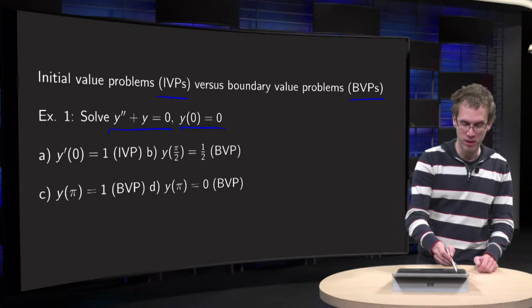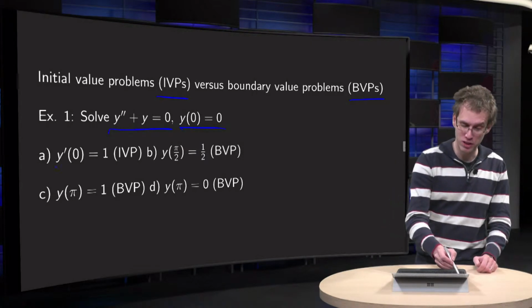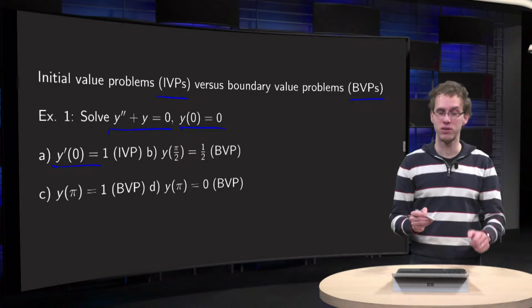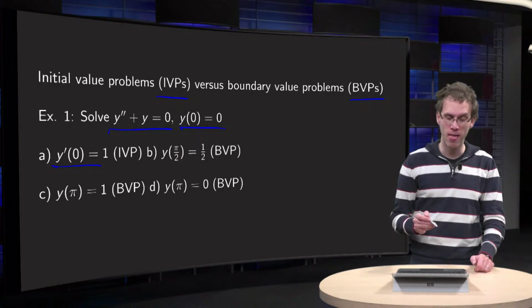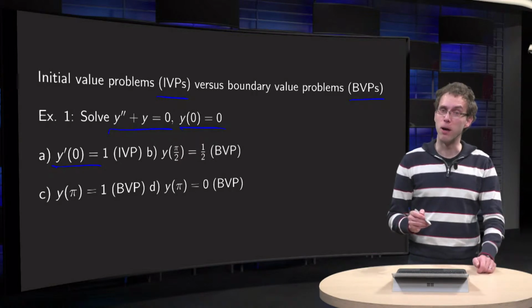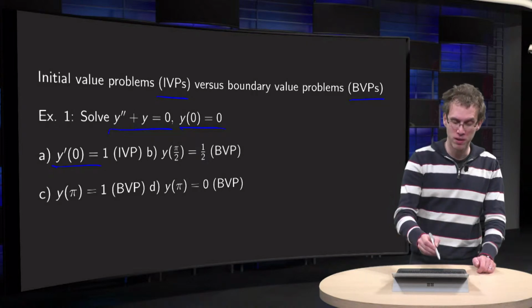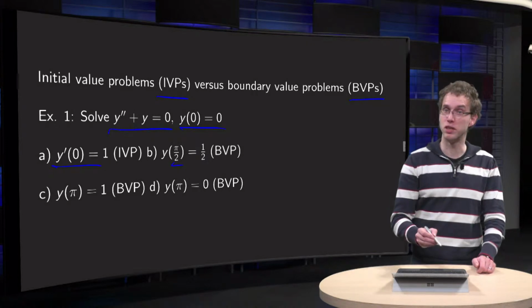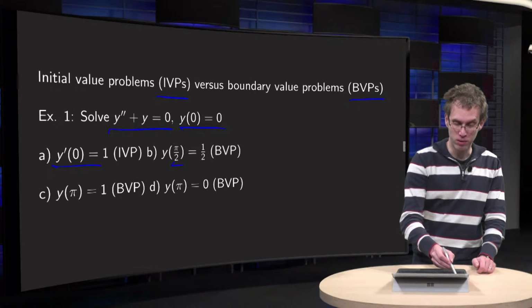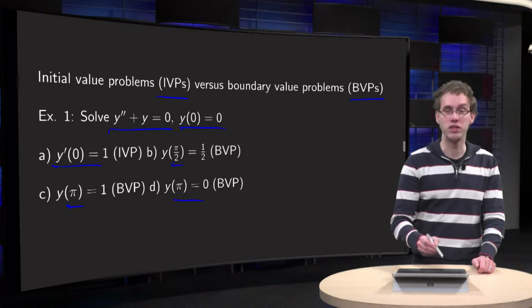In A, we will specify another condition at 0. We put y prime at 0 to 1. And we will do 3 boundary value problems by setting first a condition at pi over 2, then a condition at pi, and then another condition at pi.